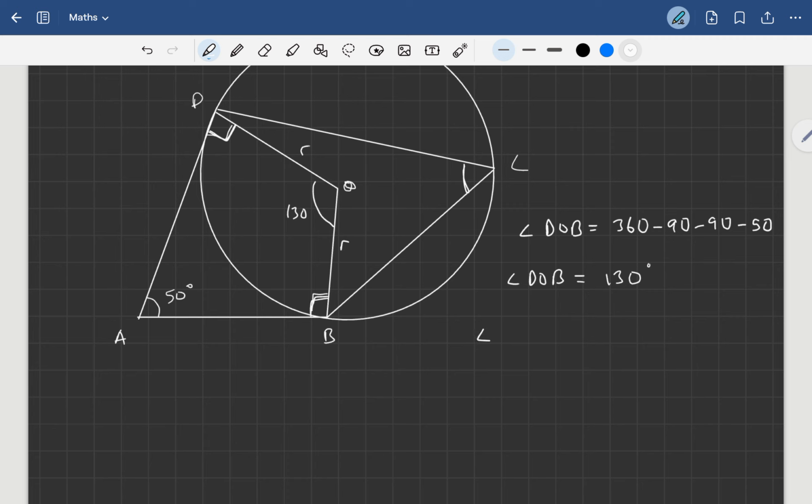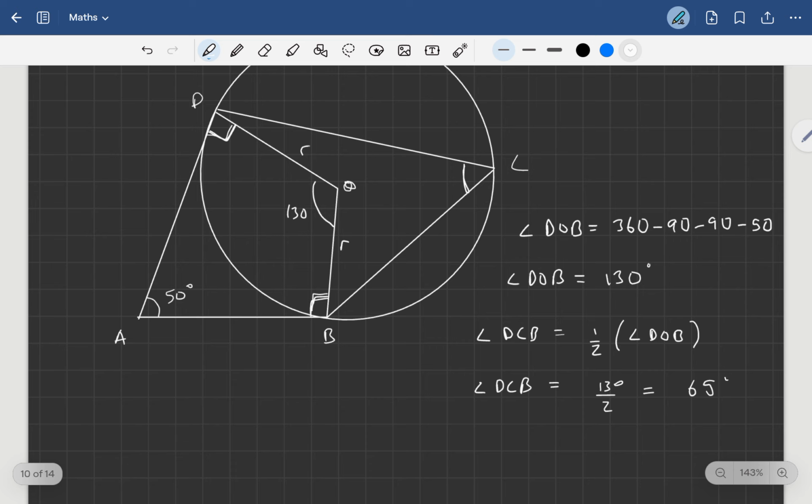Angle DCB is equal to a half of angle DOB. So angle DCB is equal to a half of 130 degrees, and we know that this is 65 degrees. Okay, hopefully that makes sense. Remember, we are just using the circle theorems to work out the answer to our question.